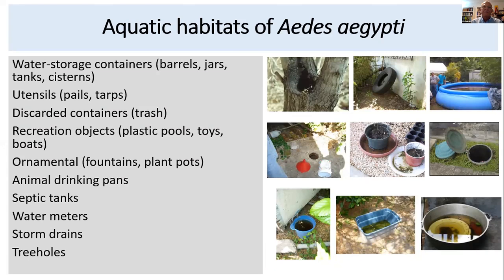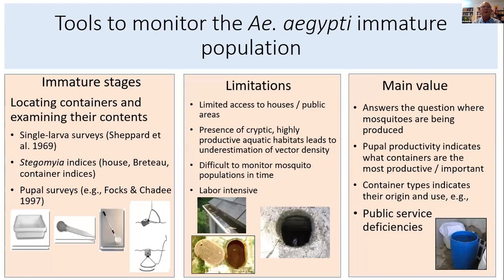As you know, we provide this mosquito all sorts of aquatic habitats, mainly containers, and it's kind of concerning that in the last few years we have seen an increase in the number of cryptic aquatic habitats, such as septic tanks, storm drains, etc. So we have several tools that we're going to just mention because I understand that you're familiar with them. We can use immature surveys to determine the presence or the absence of Aedes aegypti in containers and houses, and use these Stegomyia indices, the House, the Breteau, and the Container indices.